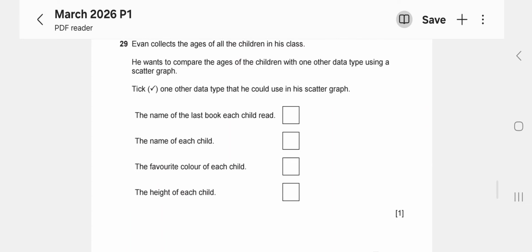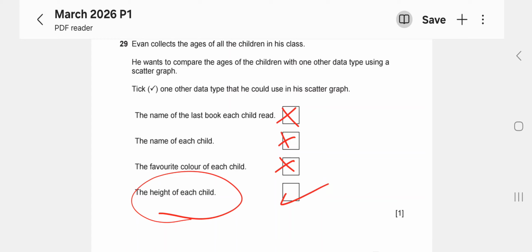Take one other data type to complete the scatter graph of the ages of the children, using a scatter graph. Ages of children. If I want to know the age of children, I don't have to care about the name of the last book, the name of the child, the favorite color, or the height of each child. Yes, this will collect the ages of all children.